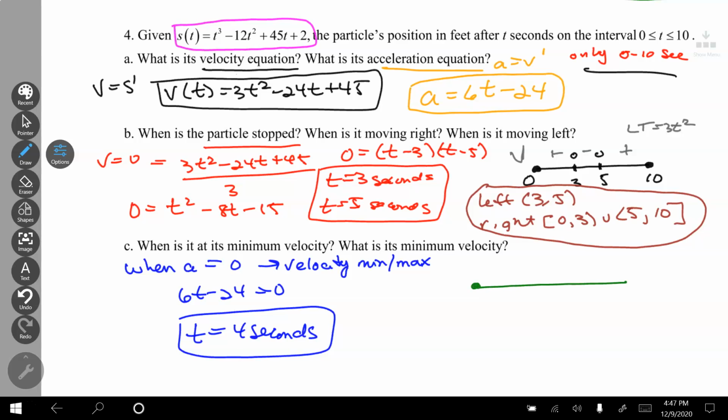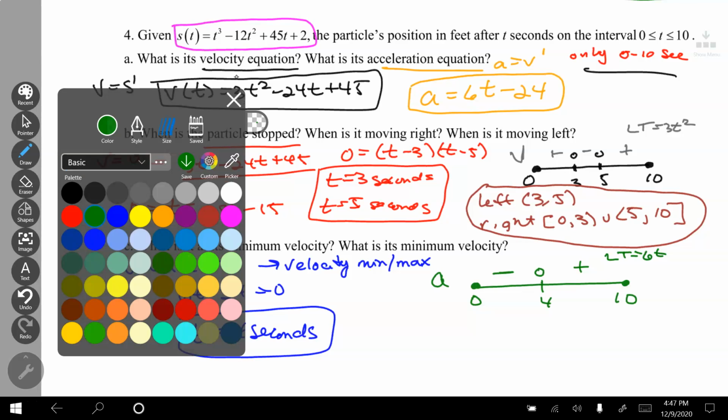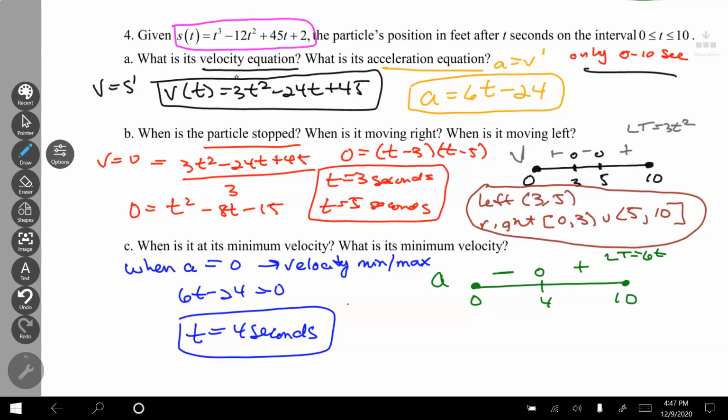Again, 0 through 10. Right here is 4. That's a 0. This is my number line for the acceleration equation. My leading term is 6t, so it goes negative and positive. So if we recall, if a equals v prime and it goes negative, 0, positive, this is a min. So right here at t equals 4, that is a minimum value for velocity.